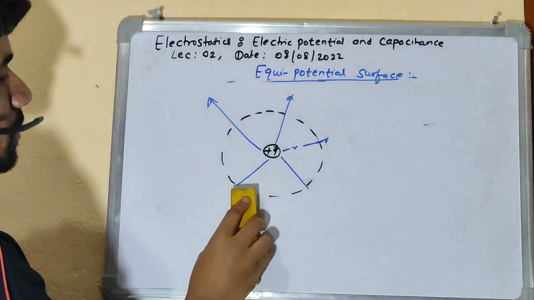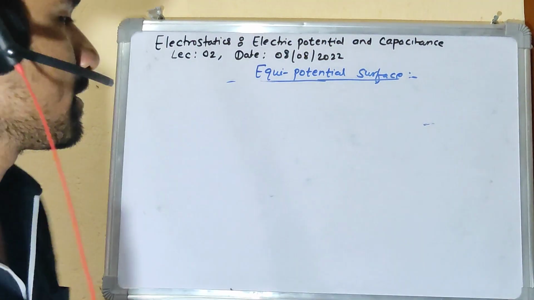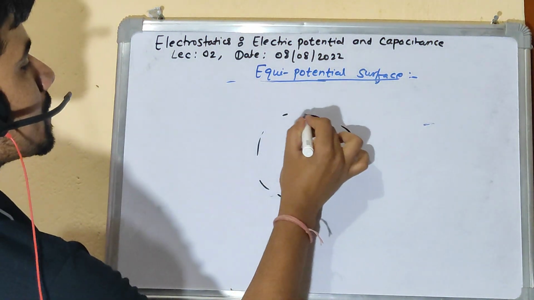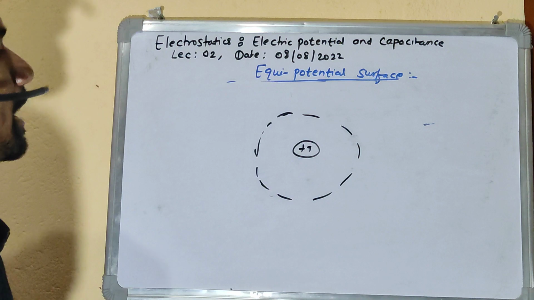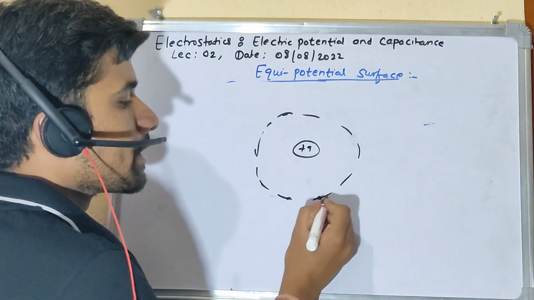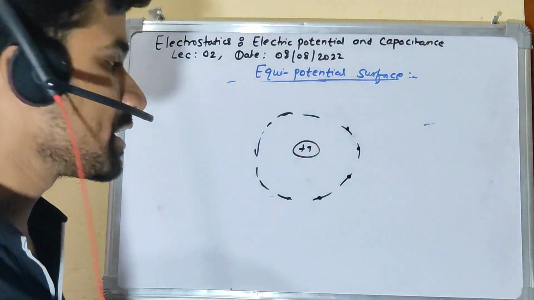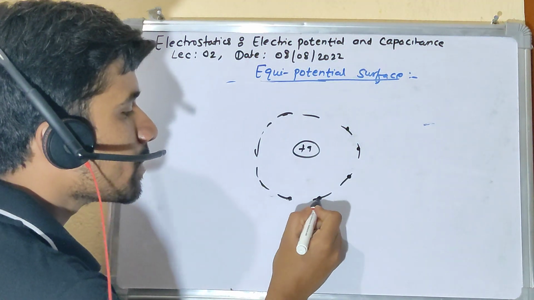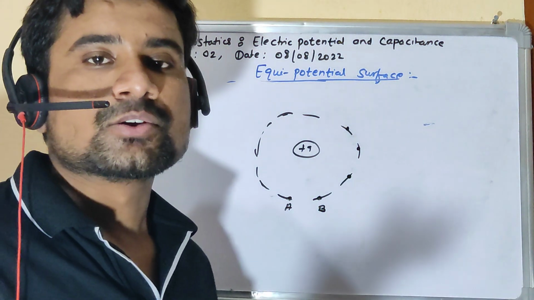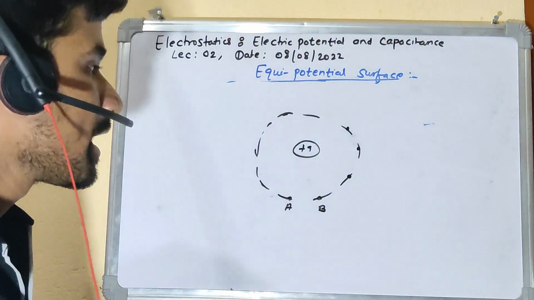Again, let's say this is a charge and this is an equipotential surface. Equipotential surface means at every point on this surface I have a constant electric potential. If I need to move a charge from any point, let's say from A to B, there should not be any work done in this case because it is a surface of constant potential.